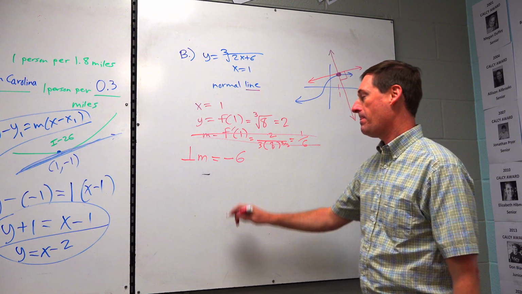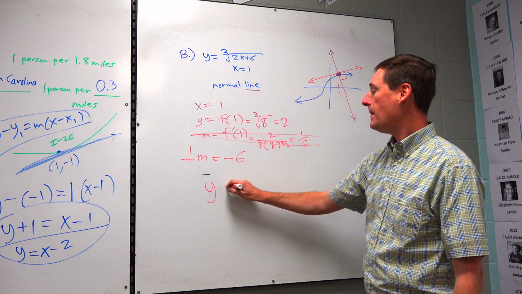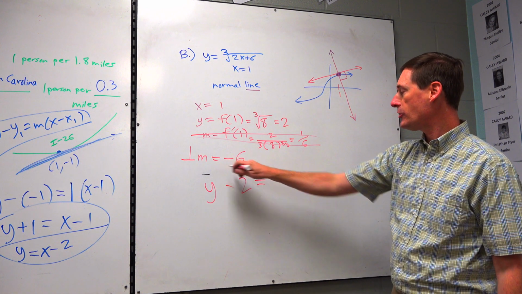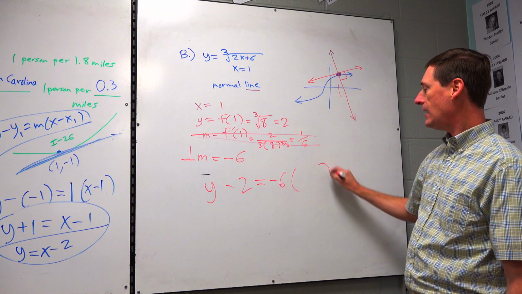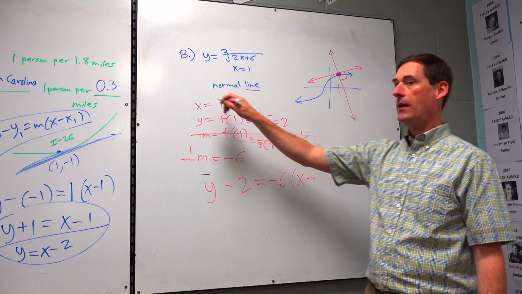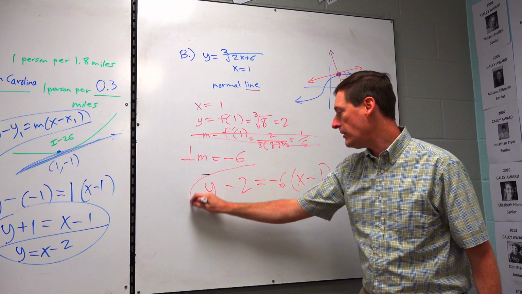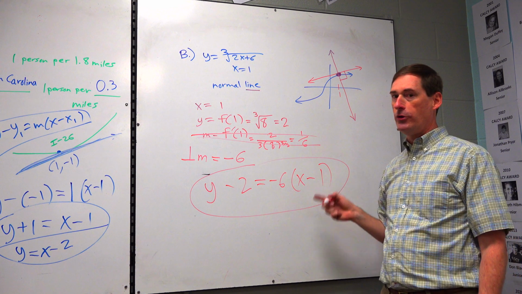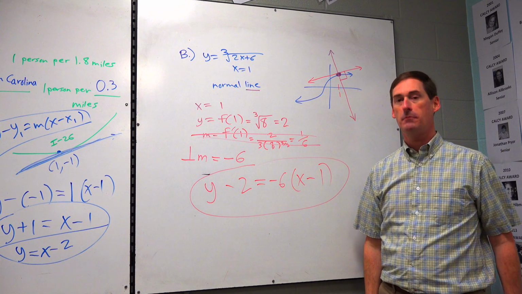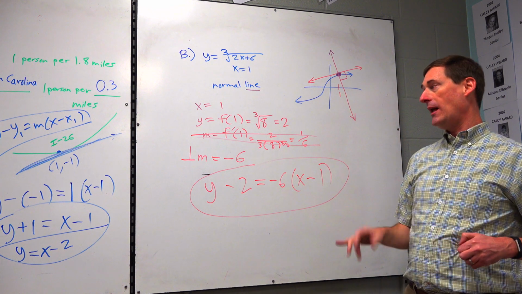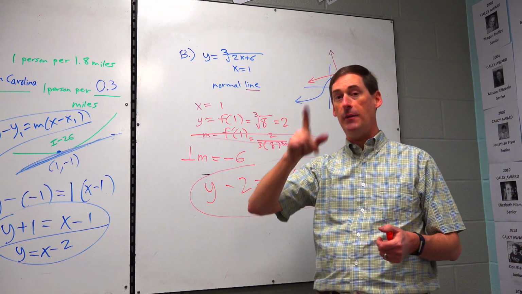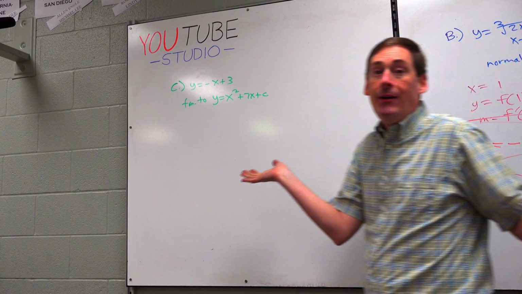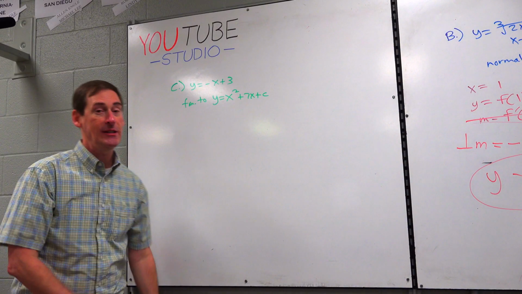Now you're done. Now just write this. y minus y1, which was 2, equals slope negative 6 times x minus x1, which was 1. You're finished. You don't even have to distribute the negative 6 and then add the 2 over. You can, you don't have to. You're done, okay? So watch out for the normal line. Take the derivative, get the tangent, flip, change sign, boom, roasted. All right? Challenge us. Okay, let's try letter C.